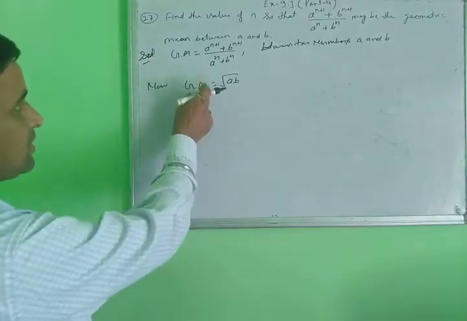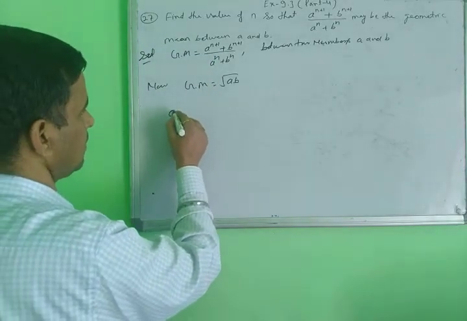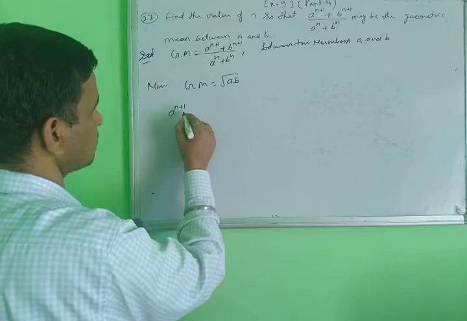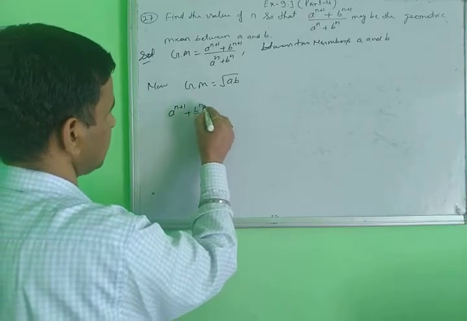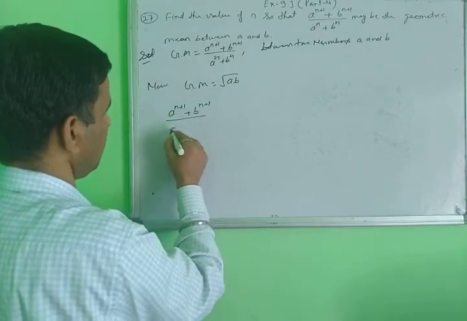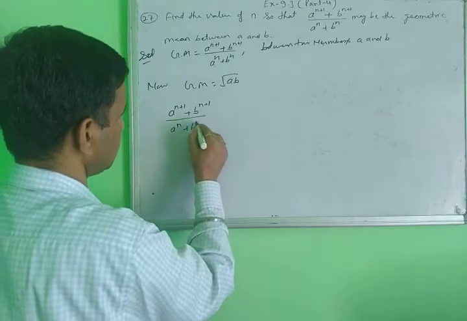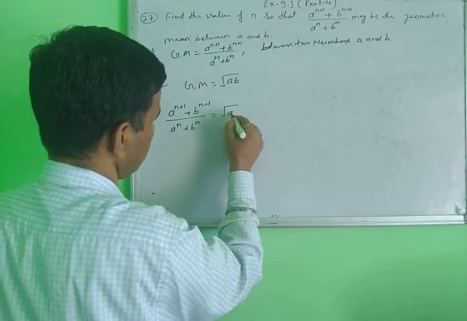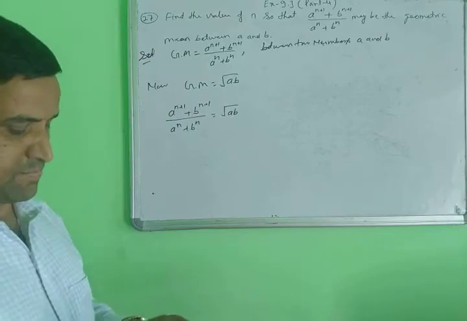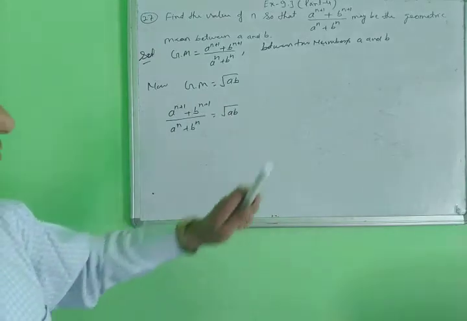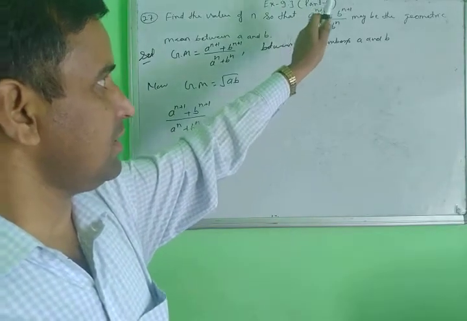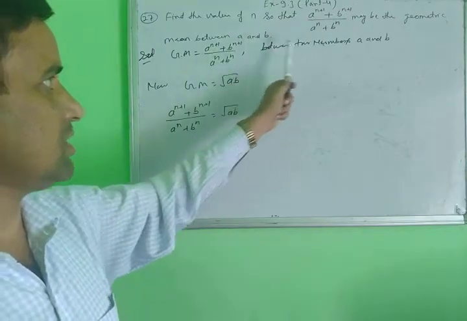Now putting in the value, what is the geometrical mean? You put here (a^(n+1) + b^(n+1))/(a^n + b^n) equal to root ab. Now look here. Okay, this is the geometrical mean, and the two numbers are a and b. These two things are given.